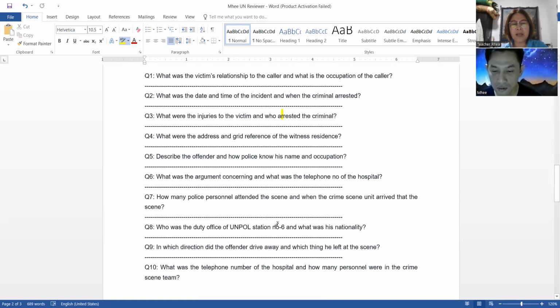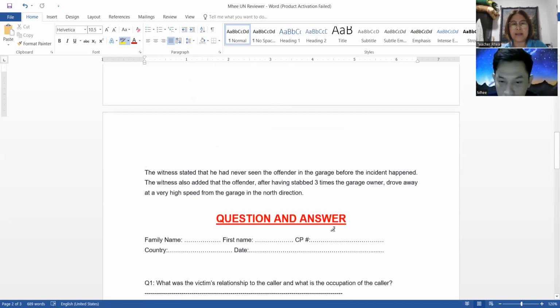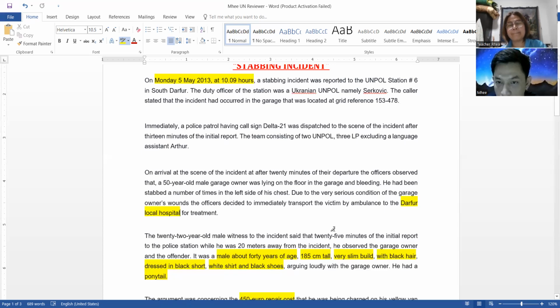Next is how many police personnel attended the scene and when the crime scene unit arrived at the scene. The team consisted of two UNPO TLP, including a language assistant, Arthur. So it consists of 6 people. And what time did they arrive on the scene? 10:39.